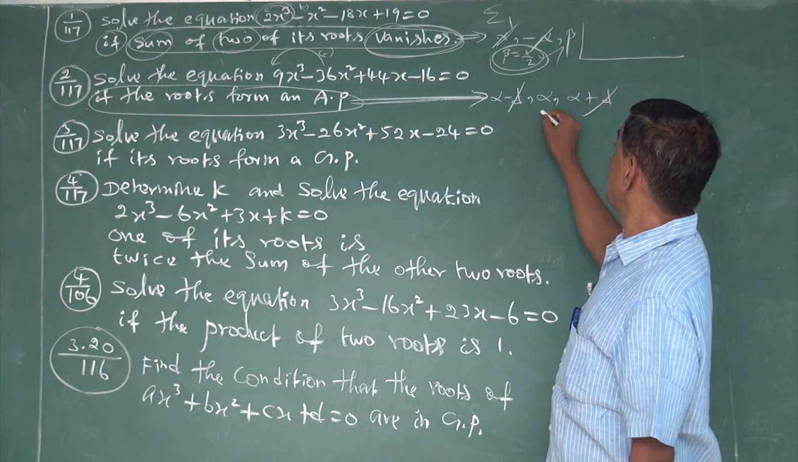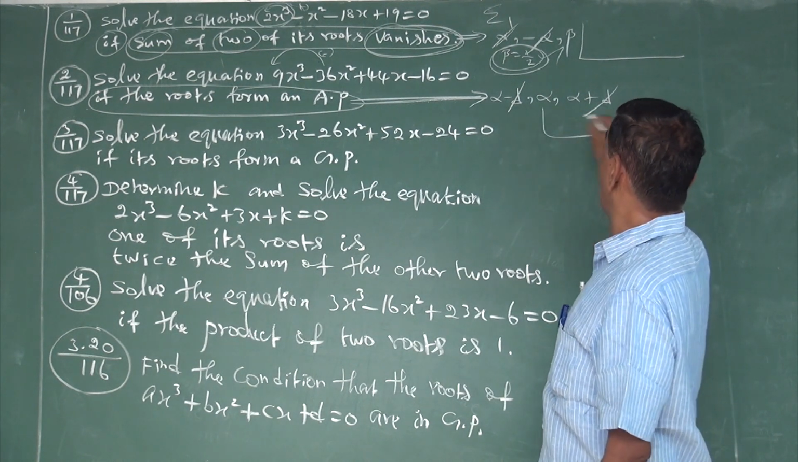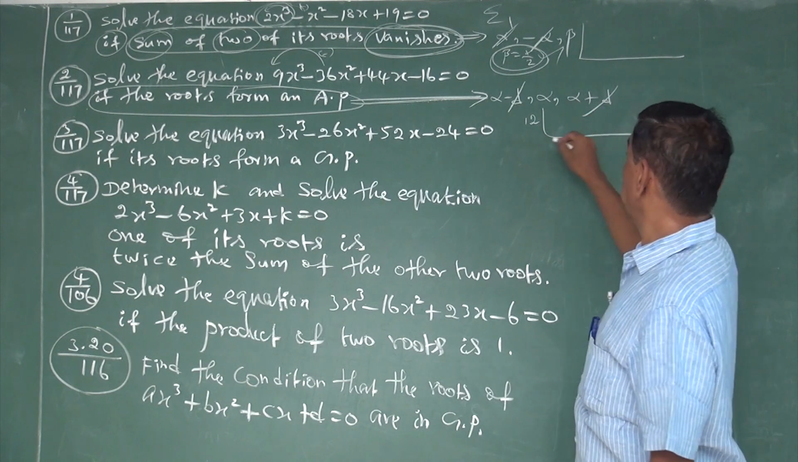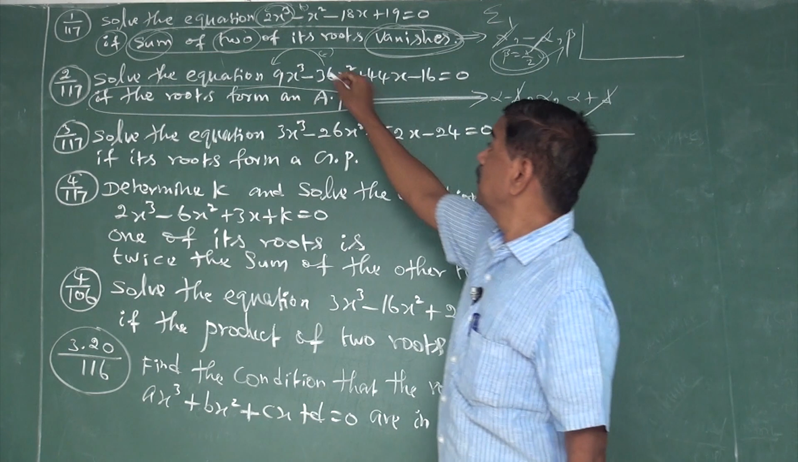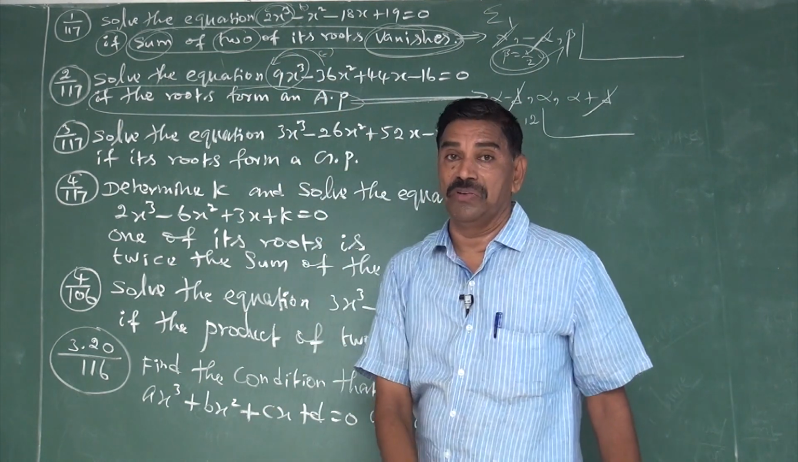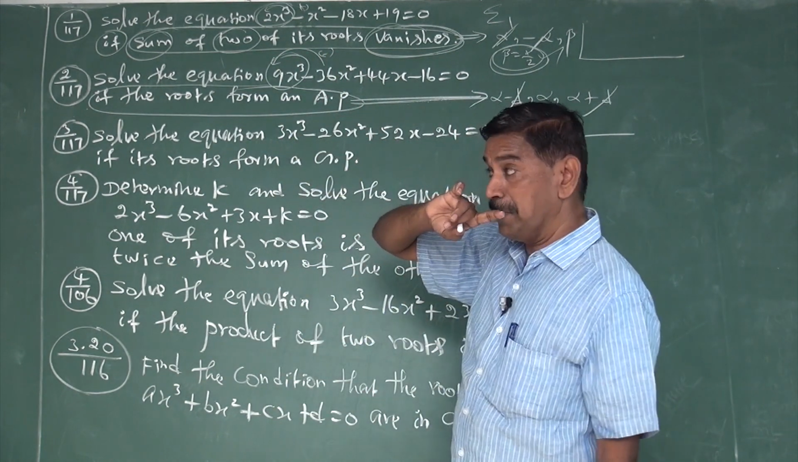Then using alpha is equal to 12, use synthetic division. We get one quadratic equation, solve the quadratic equation, and we are going to get 3 roots. That's all, because it is a cubic equation. Okay, now next question, try it yourself.